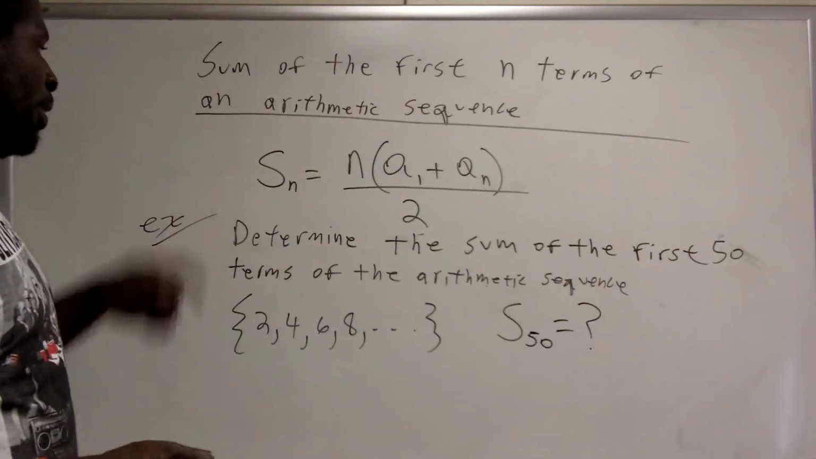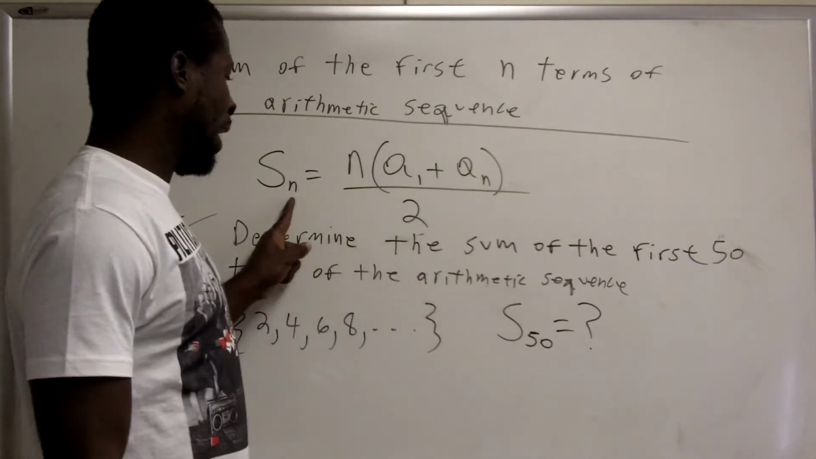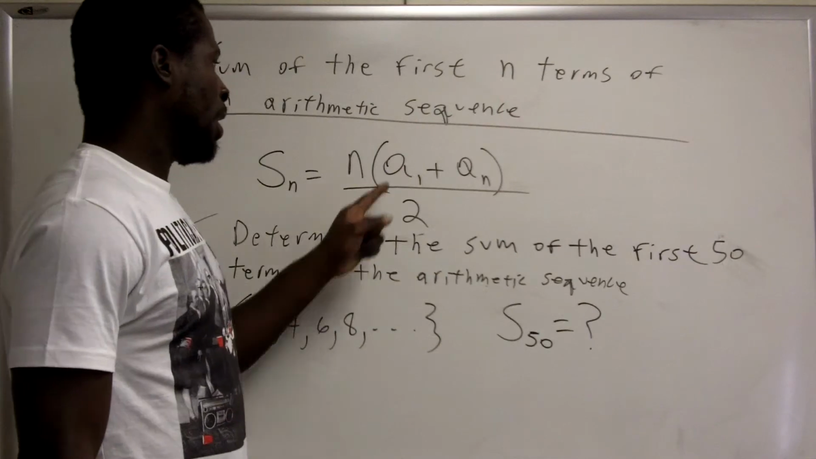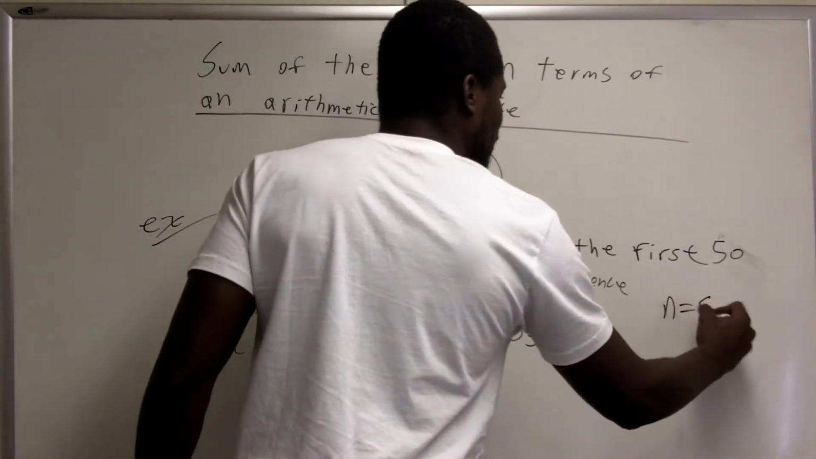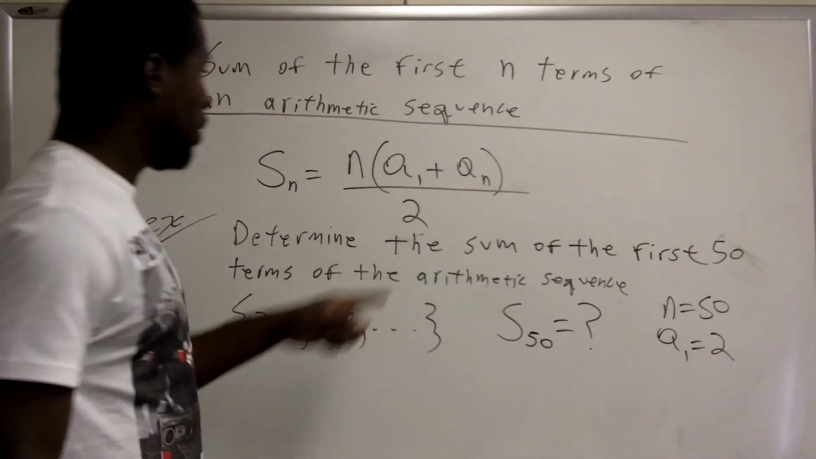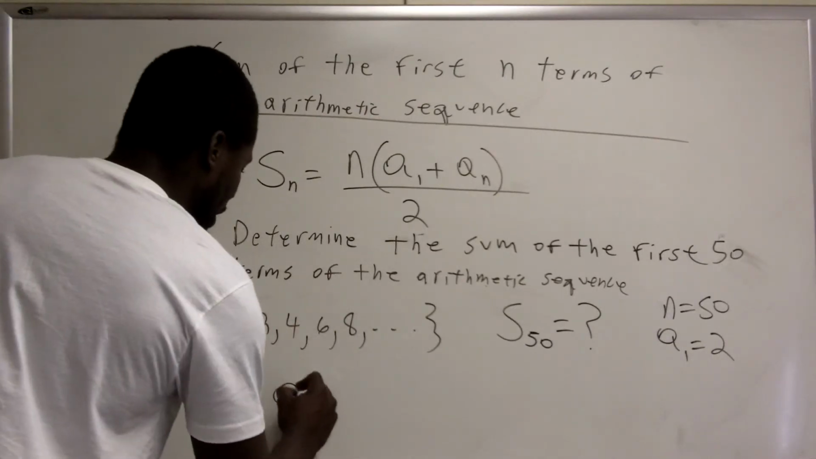All right, so here's the formula. In the formula, I know that n is 50 because I'm calculating the sum of the first 50 terms. I know a1 is 2. So these are the things I know. I know n is equal to 50. I know a1 is equal to 2. And the only other thing I need to know is an. Oh, that's great. I know a formula for an.